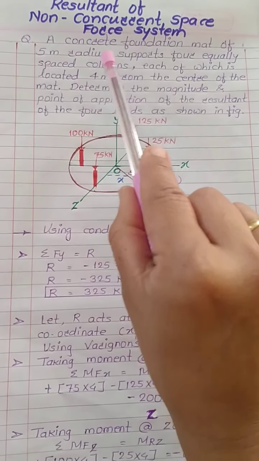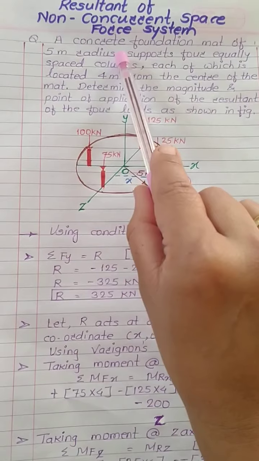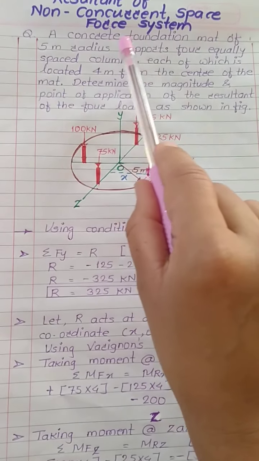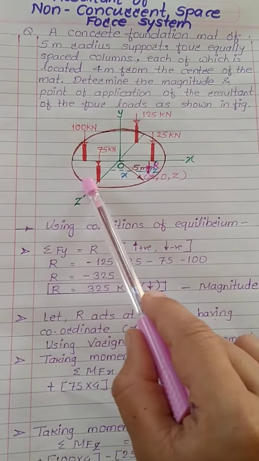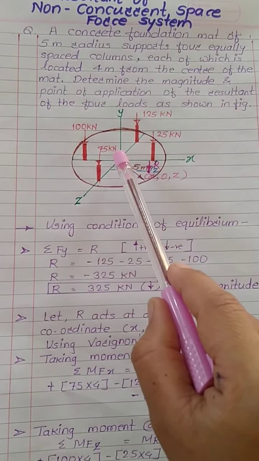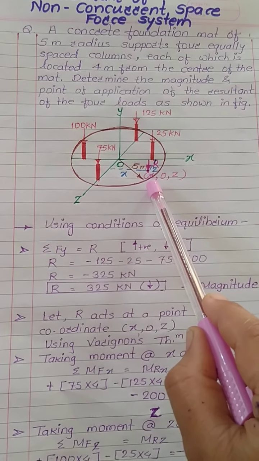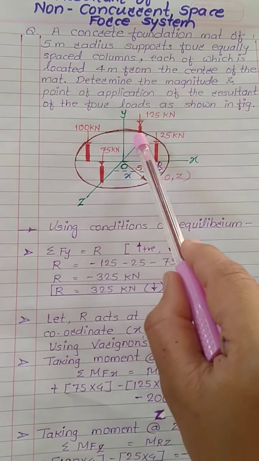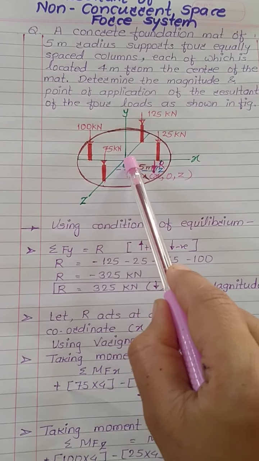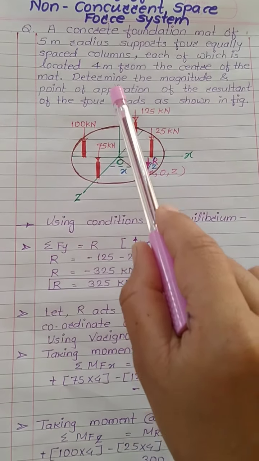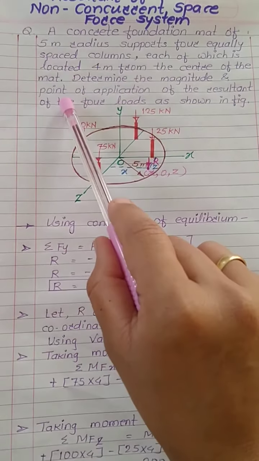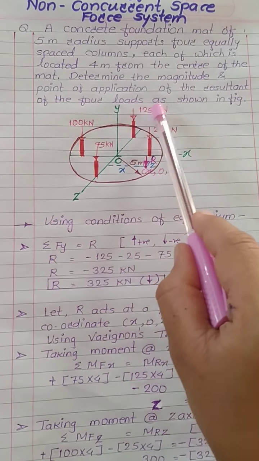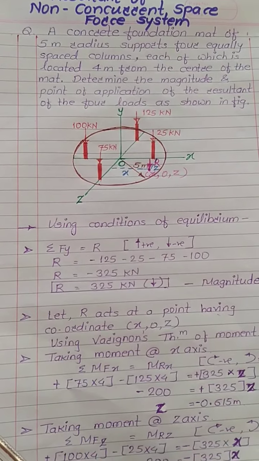A concrete foundation mat of 5-meter radius supports 4 equally spaced columns. Look, the concrete foundation mat has a radius of 5 meter, so this is given as 5 meter. But the columns are spaced at a distance of 4 meter from the center of this mat. Determine the magnitude and point of application of the resultant of the 4 loads as shown in the figure.